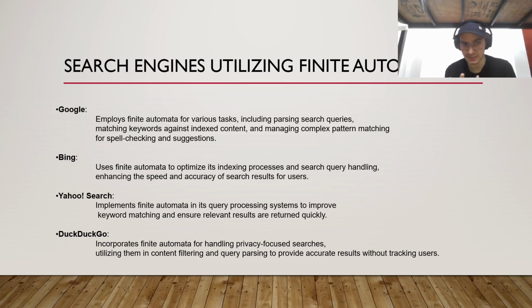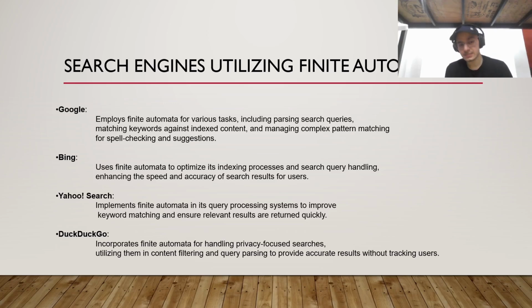Next, we have Bing, which uses finite automata to optimize its indexing processes and search query handling, enhancing the speed and accuracy of search results for users. Next, we have Yahoo Search. It implements finite automata in its query processing systems to improve keyword matching and ensure relevant results are returned quickly.